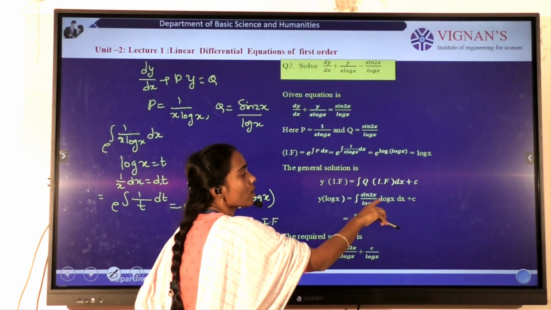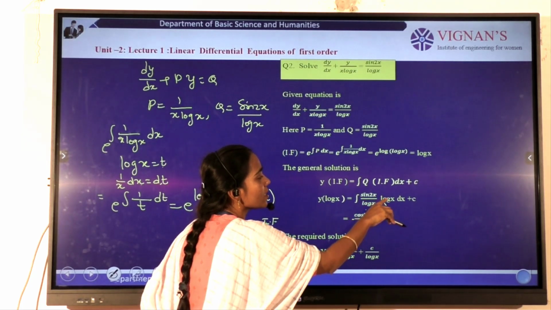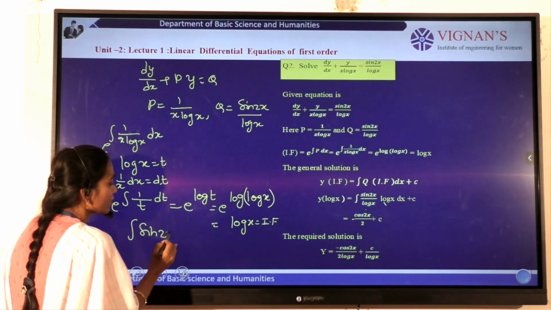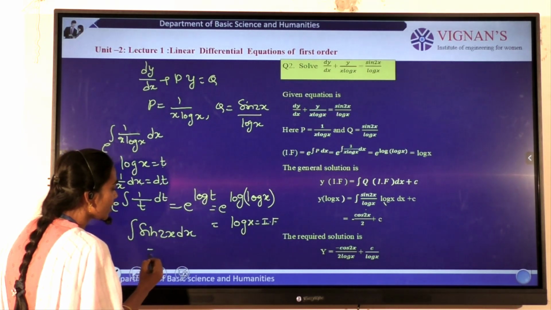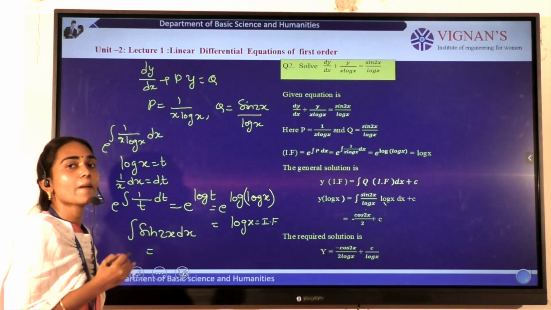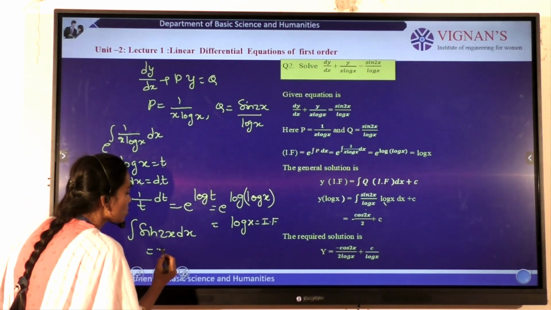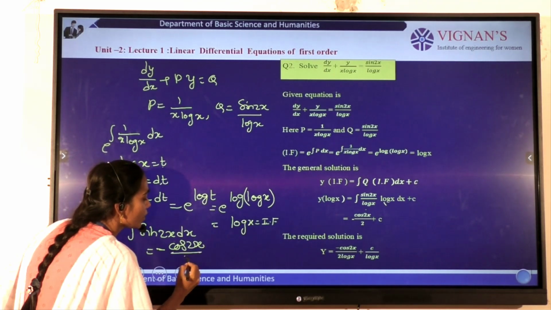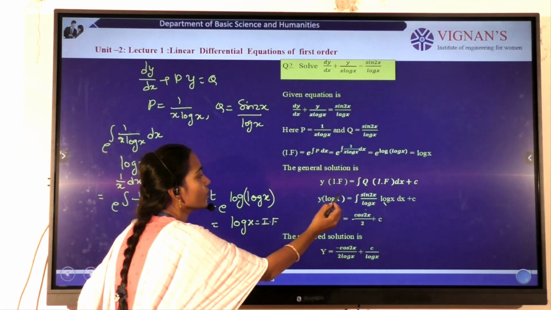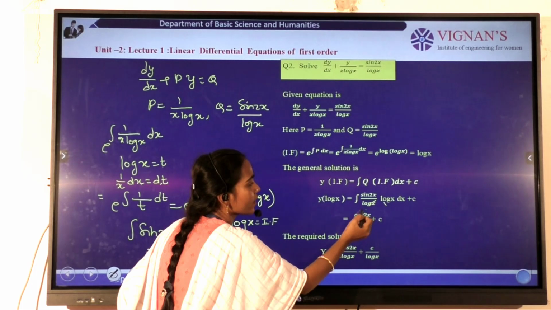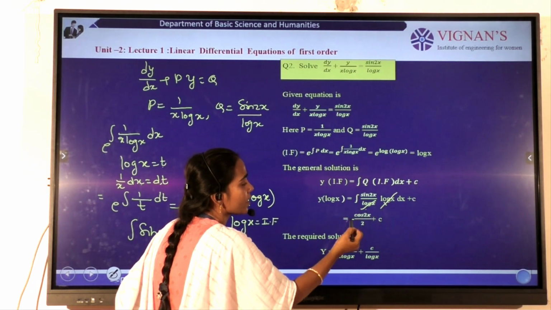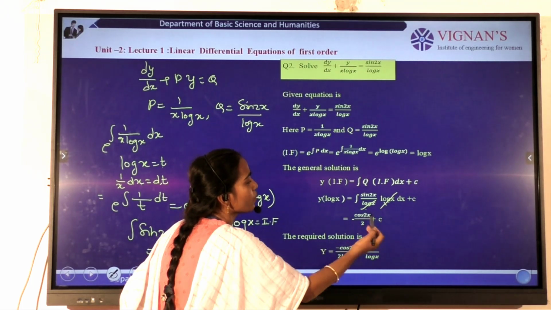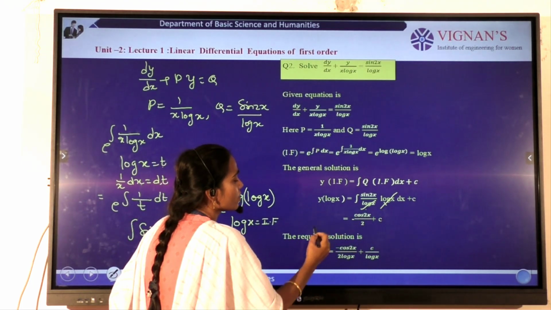When log x and log x cancel, we have integral sin 2x dx. What is the formula for integral sin 2x dx? Integral sin x formula is minus cos x. So integral sin 2x formula is minus cos 2x by 2. The integration of sin 2x is minus cos 2x by 2 plus c. So this is our solution.